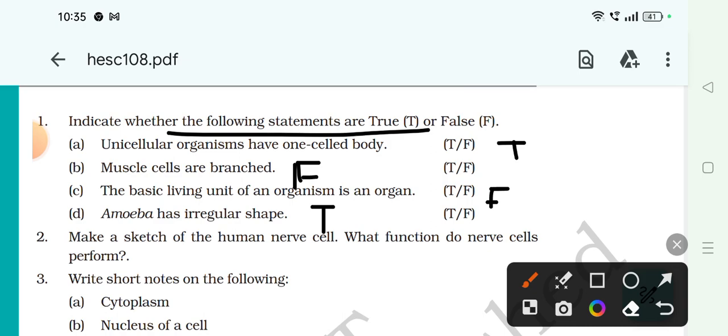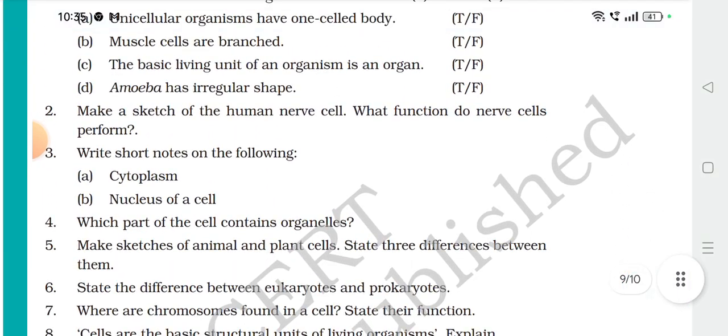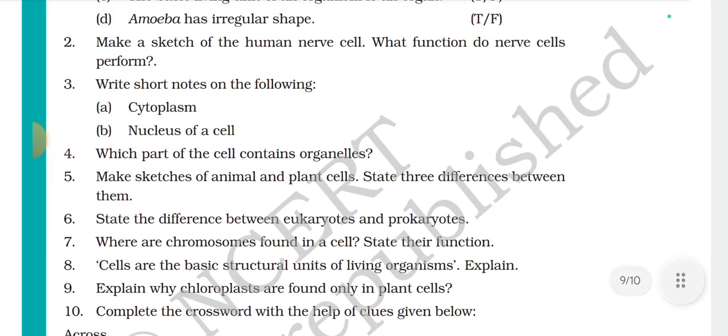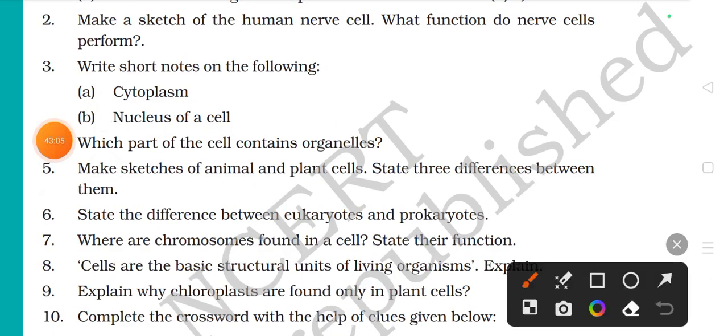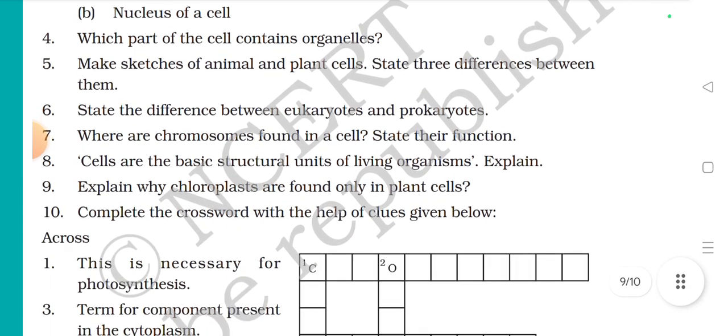Make a sketch of human nerve cell. Of course, the human nerve cell is already given. Short information about cytoplasm. Part of cell which contains cell organelles. Cytoplasm contains the organelles. What are the organelles? Mitochondria, ribosomes, Golgi apparatus, and endoplasmic reticulum. Differences between eukaryotic and prokaryotic we can easily write. Make sketches of animal and plant cell, you can make. Then these are just questions.